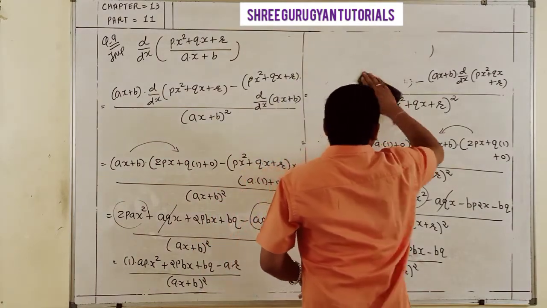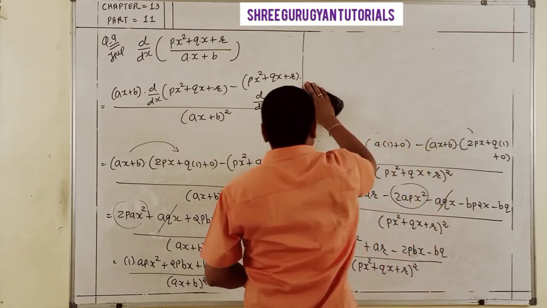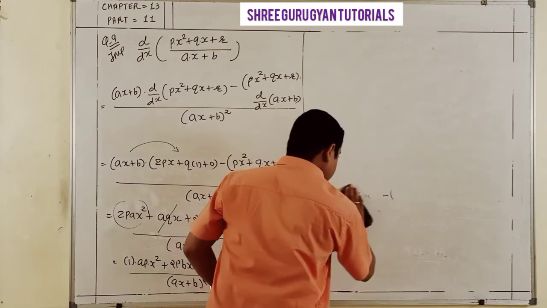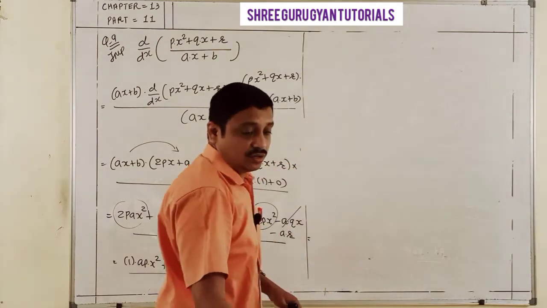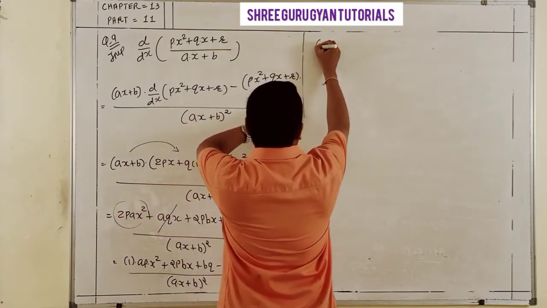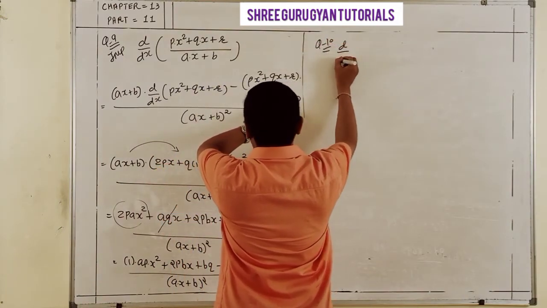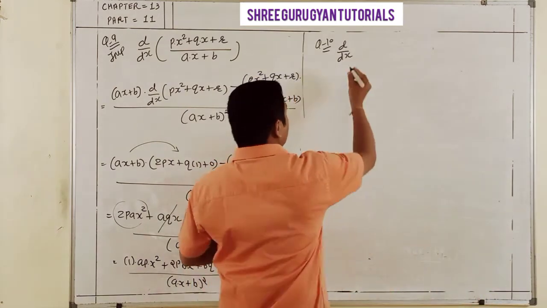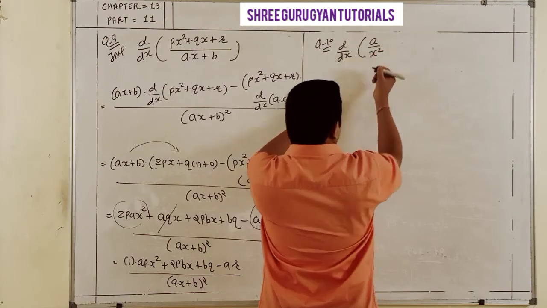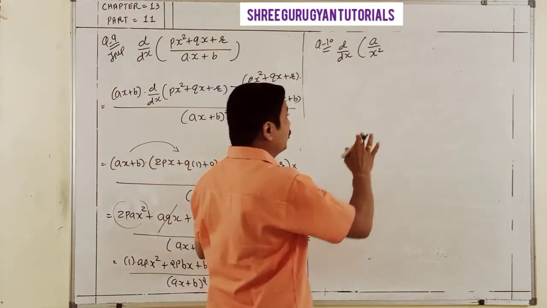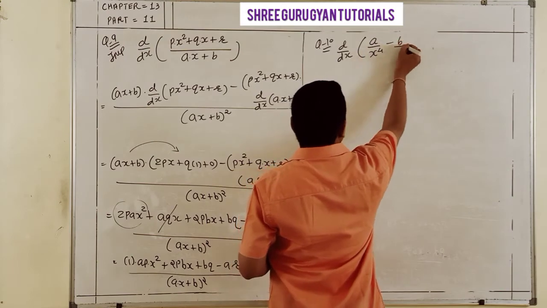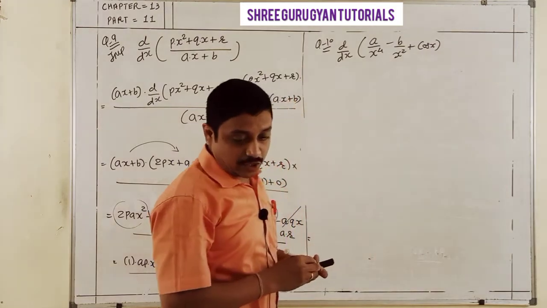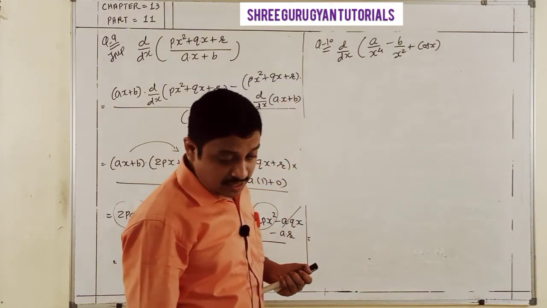Now continue question 10, in the same way, just using the division rule working rule. Question number 10: d/dx of a upon x raised to 4, minus b upon x square, plus cos x. So a upon x raised to 4 minus b upon x square plus cos x.